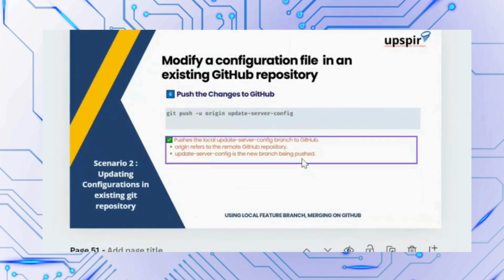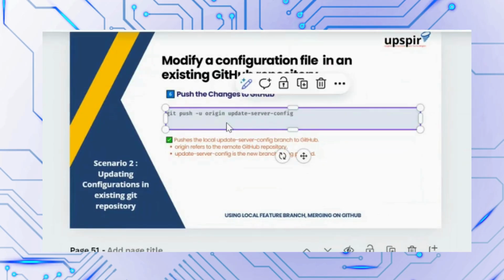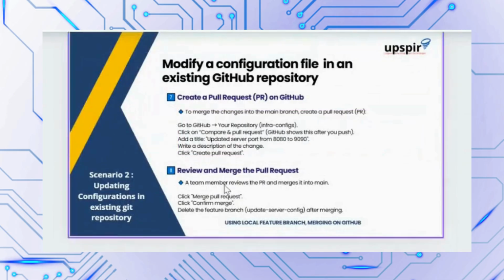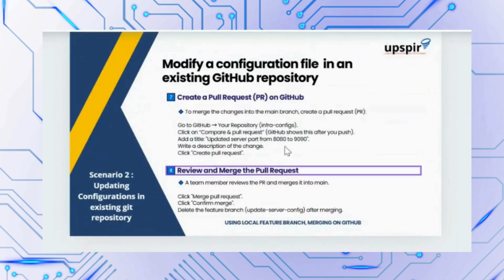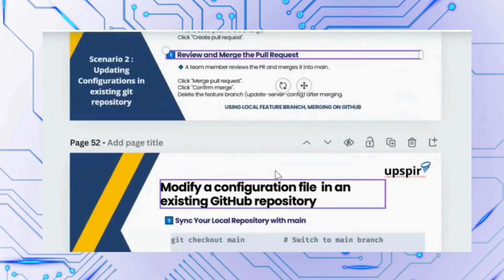And then this was a case where you will do a git push -u origin, and here you are pushing your feature branch to Git. Once you push the feature branch, you have to do all these steps. You have to create a pull request, and then you have to review and merge the pull request. So here the merging is happening on GitHub or your remote. This is the more practical scenario that will happen.